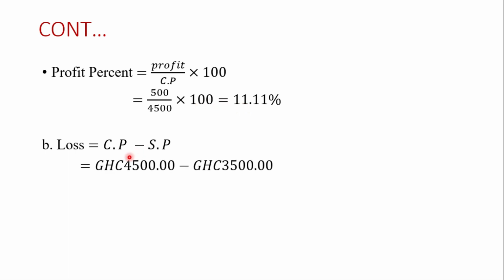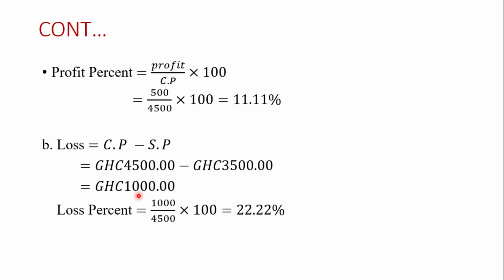So selling price is 33,500 Ghana cedis as stated in the B part of the question. And then the cost price was 4,500. So you are definitely going to make a loss of 1,000 Ghana cedis. It's made a loss of 1,000 Ghana cedis. So we want to get the loss percent. You take the 1,000 Ghana cedis over the cost multiplied by 100. You're going to get 22.22%, and that is your loss percent.